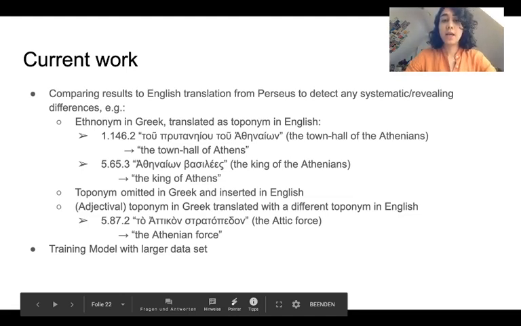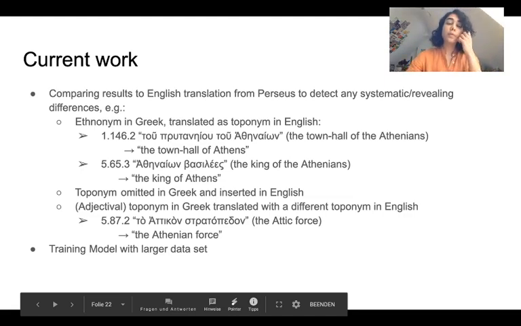For example, the town hall of the Athenians is translated as the town hall of Athens, and also toponyms that do not exist in the Greek are added in the English translation. And another thing was that some toponyms in Greek are translated with a synonymous toponym in English. For example, the Attic force is translated as the Athenian force.